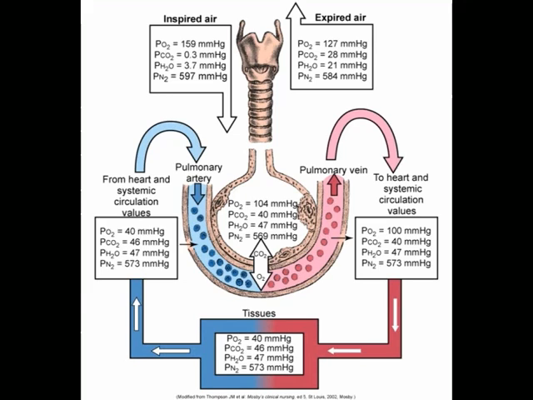So we're over on the right side of the diagram now where it says to heart and systemic circulation. Now we have a PO2 of 100. Get on down there to the tissues, and at the tissue level, the tissues are going to use that PO2. They're going to suck up about 60 of that PO2 and send 40 back to the right side of the heart. So if you take a look at the diagram, hopefully that's going to give you a better idea as to why all these values are different in different places.